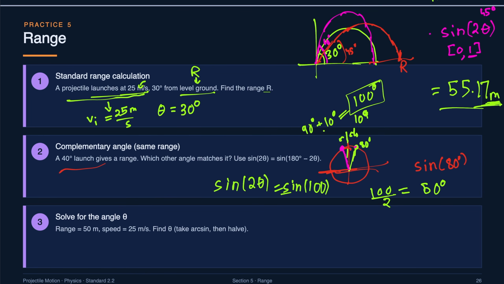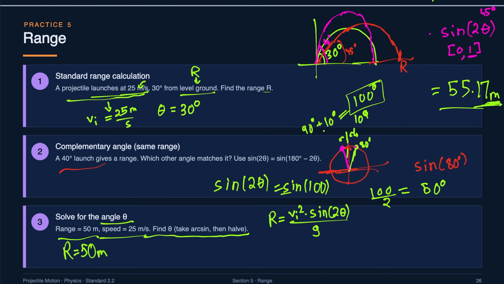Solve for the angle theta. Range is equal to 50 meters. So they gave us that. Speed is equal to 25 meters per second. Find theta. Take arc-sin and then half it. So that's just a hint. How I'd go about doing this problem is I write down the range equation first, before everything else: R = vᵢ² sin 2 theta over g.